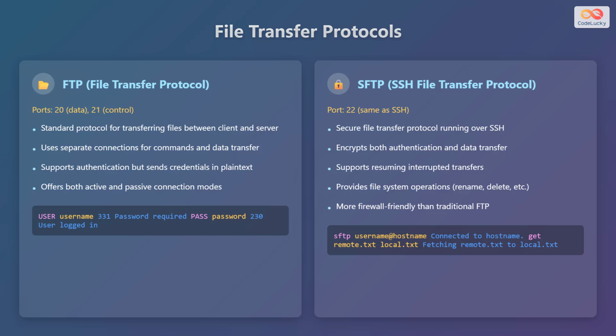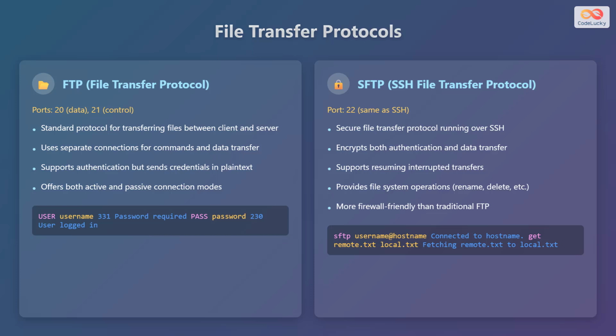In this example, the client sends a user command with the username. The server responds with a 331 password required message. The client then sends a pass command with the password, and the server responds with a 230 user logged in message.